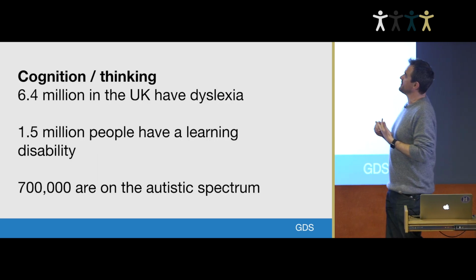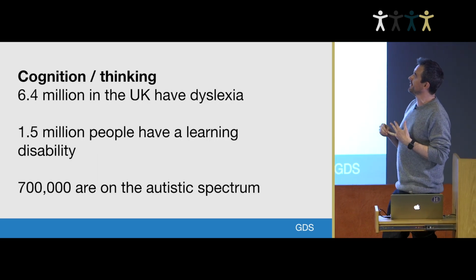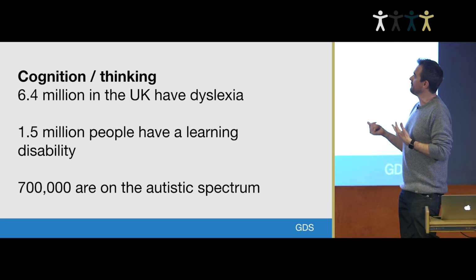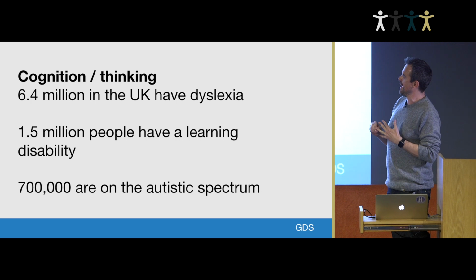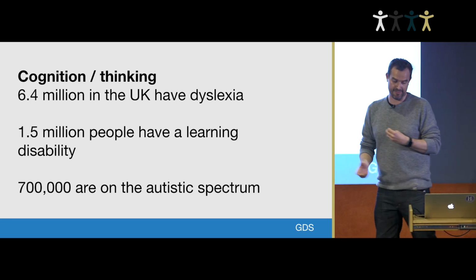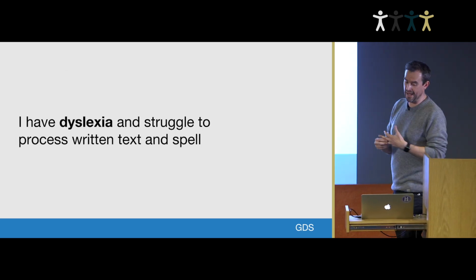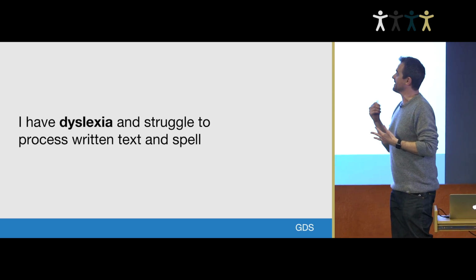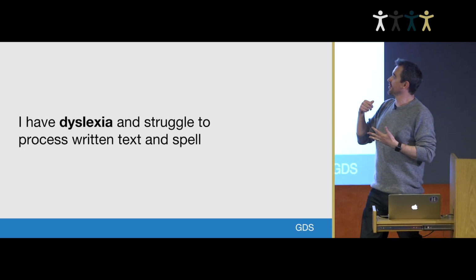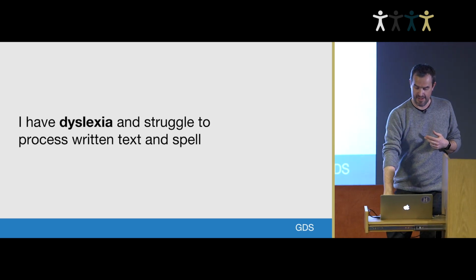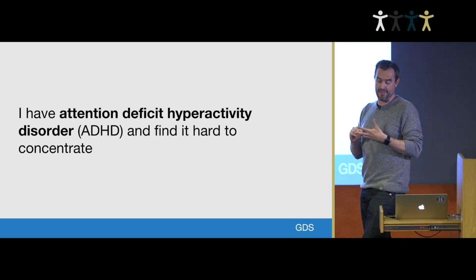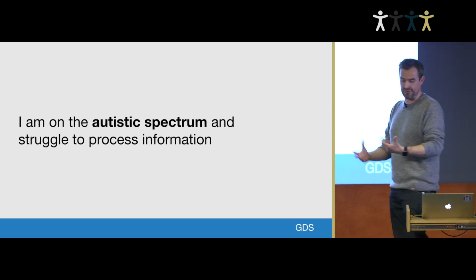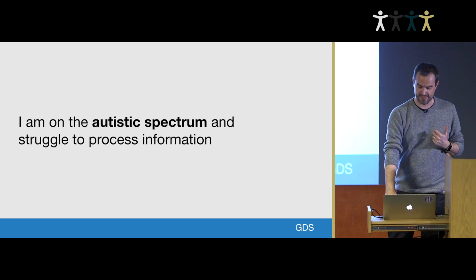Looking at cognitive, 6.4 million people in the UK have dyslexia, so that's 10% of the population. 1.5 million people have a learning disability, and 700,000 people are on the autistic spectrum. So again, you will absolutely have people with dyslexia that will struggle to process written text and to spell. You'll have people that may find it hard to concentrate, or find it hard to process information.